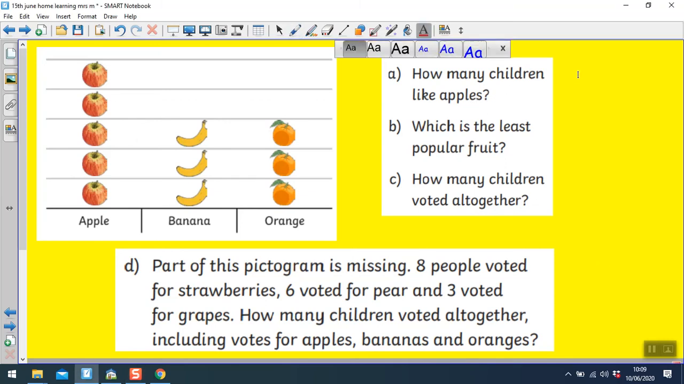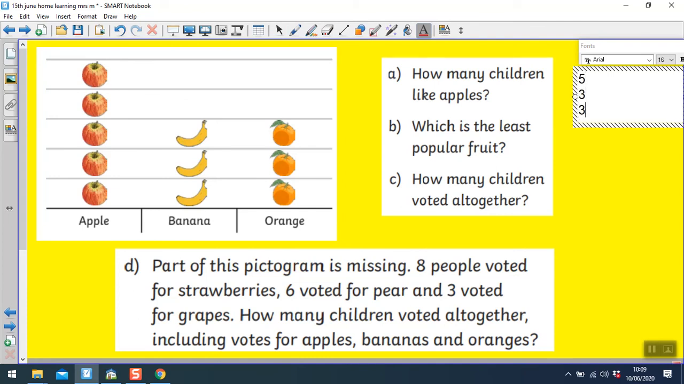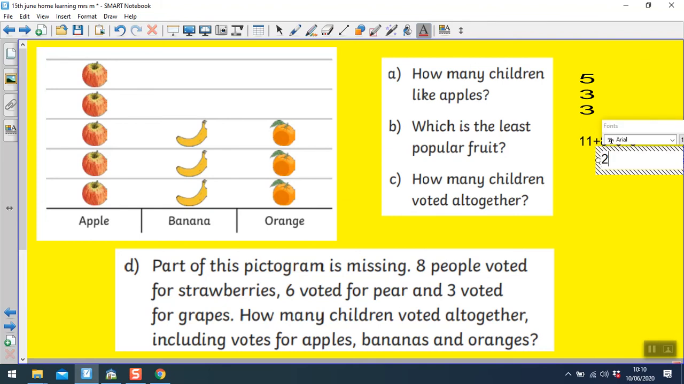Okay, so I've got 5 apples, 3 bananas, 3 oranges, which we've already worked out is 11. So we've got 11 so far. We need to add on 8 strawberries, 6 pears, and 3 grapes. Can I see any number bonds here? Well, 6 add 3 makes 9, and 9 add 11 is 20 plus 8. So 28 children voted altogether.